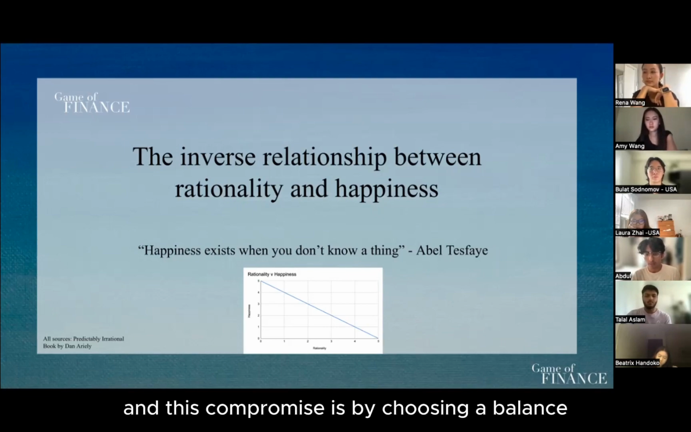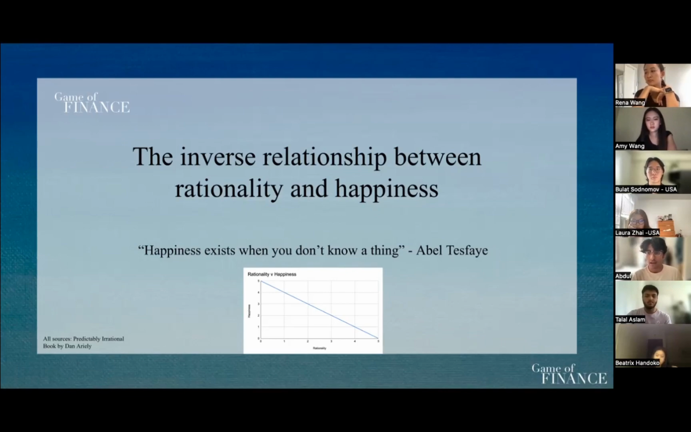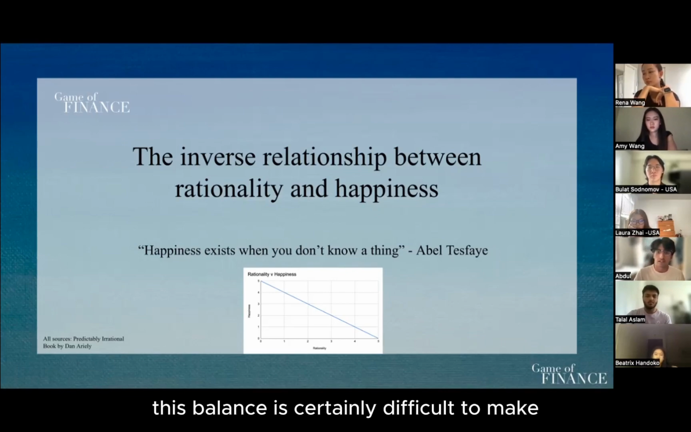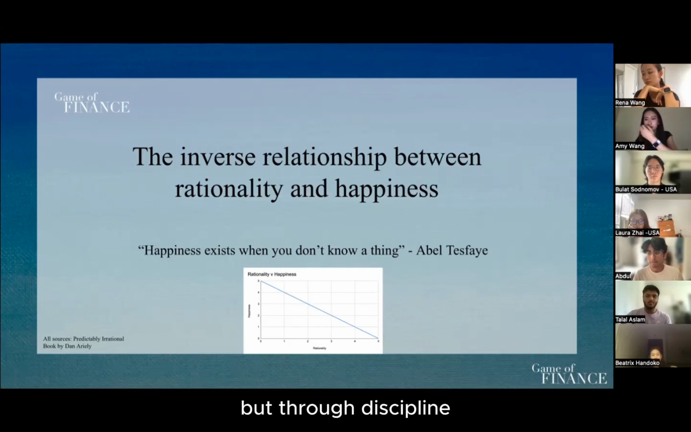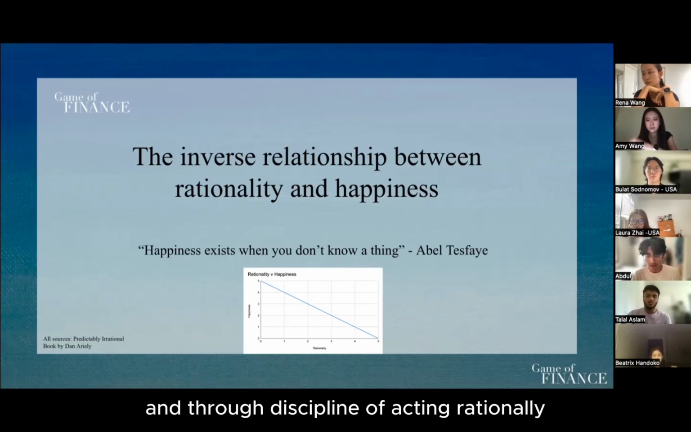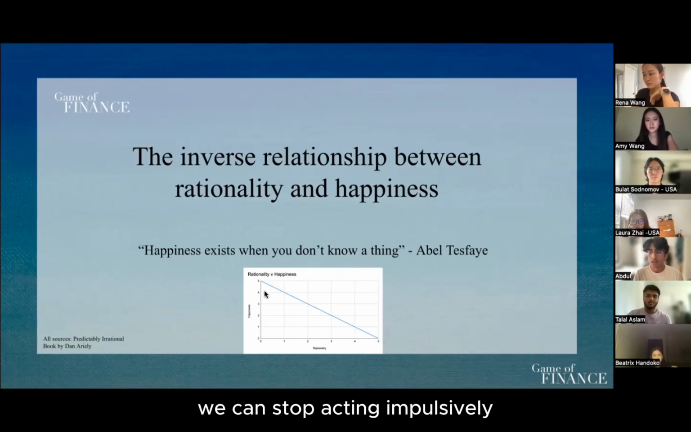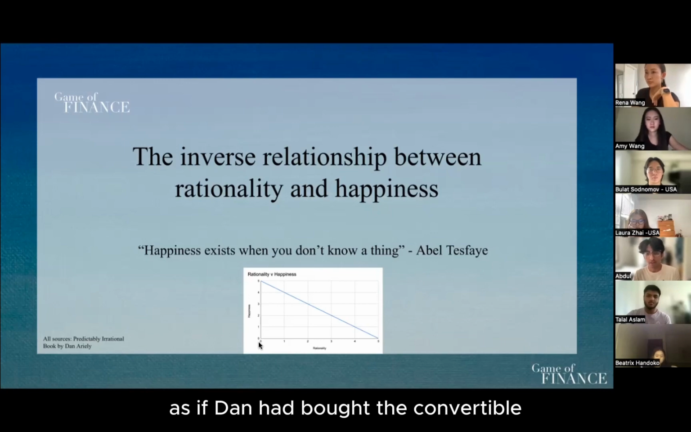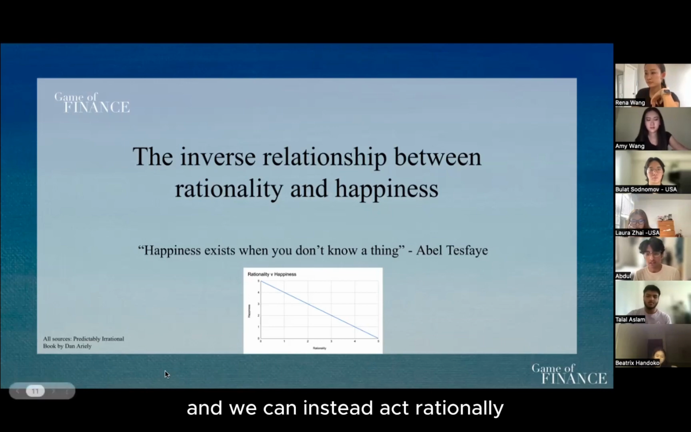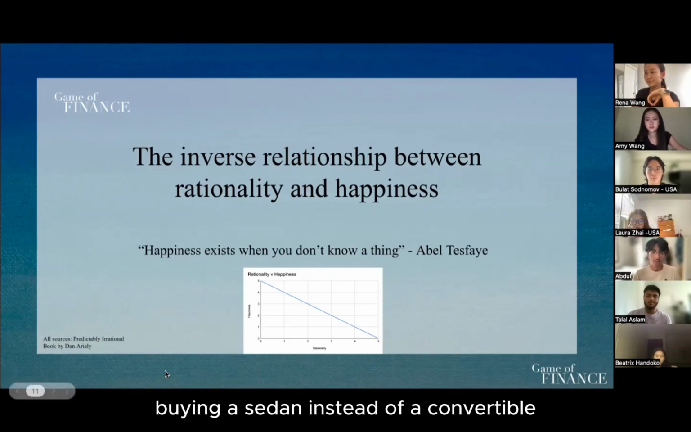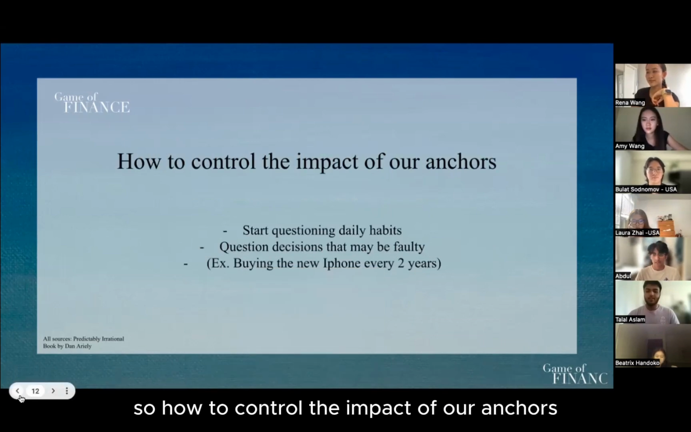And this compromise is by choosing a balance in this chart here that I've shown. This balance is certainly difficult to make, but through discipline of acting rationally, we can stop acting impulsively as if Dan had bought the convertible, and we can instead act rationally, as I said before, by hypothetically buying a sedan instead of a convertible.